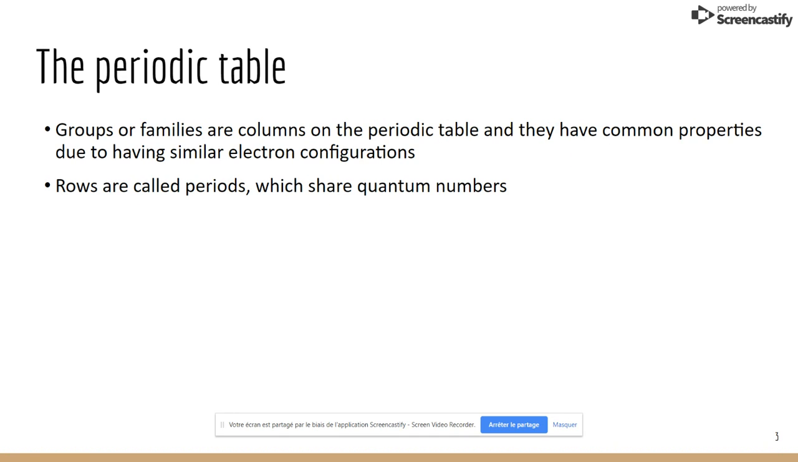Pause here. So some of this logically makes sense. Groups or families are columns, meaning we go from top to bottom. They are called groups, and they tend to have common properties because they have similar electron configurations. And then rows are called periods. They share quantum numbers, but in general, you won't see other similarities between elements that are on the same period.